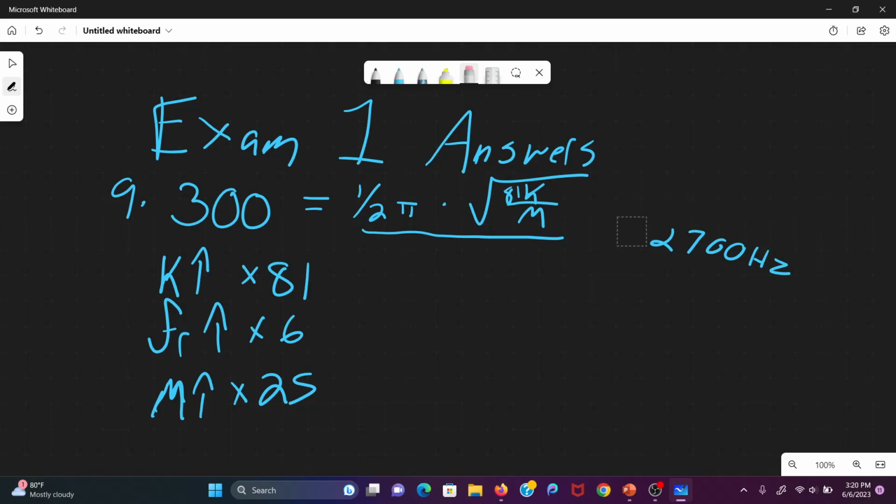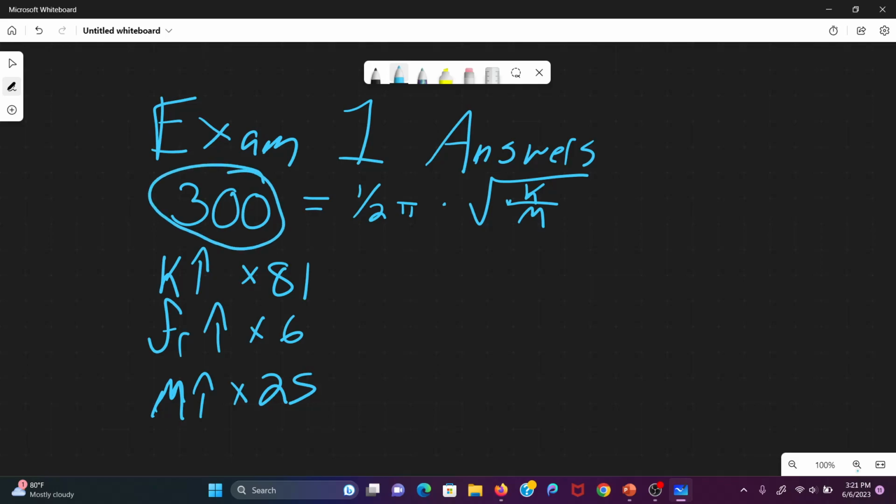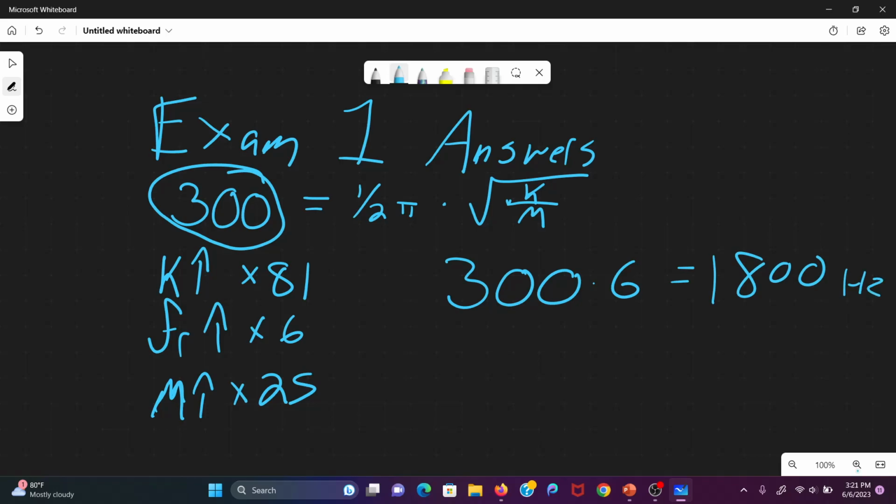The next thing that we're going to do is resonant frequency is increased by a factor of 6. What is your resonant frequency? This is your resonant frequency. Resonant frequency is increased by a factor of 6? Well, that just means 300 times 6. That is literally the whole question right there. Real simple. It's 1800 hertz. So that's the answer for that one.